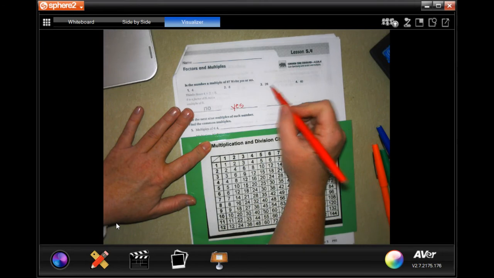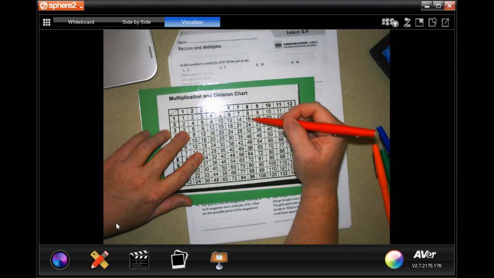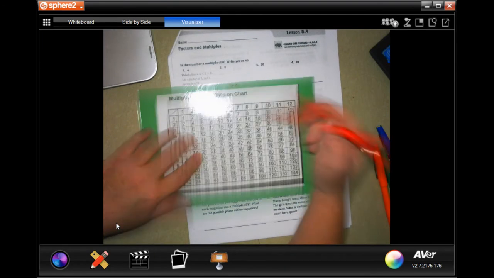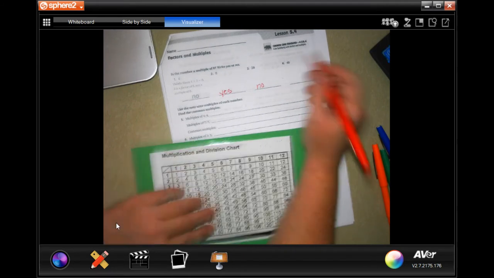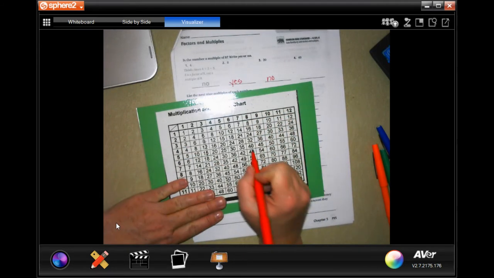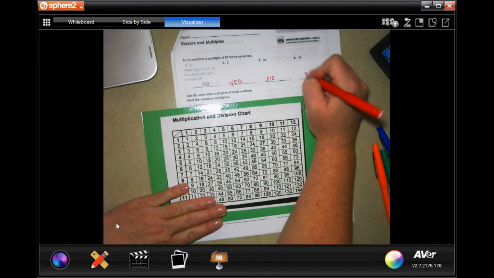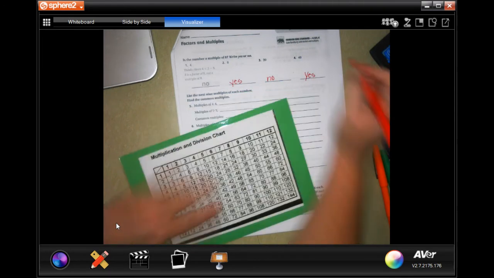Can we multiply 8 to get 20? Well, let's go down 8. You can get to 16, you can get to 24, but not to 20, so no. Can you multiply 8 to get to 40? Go down 8. 5 times gets you 40. Yes.